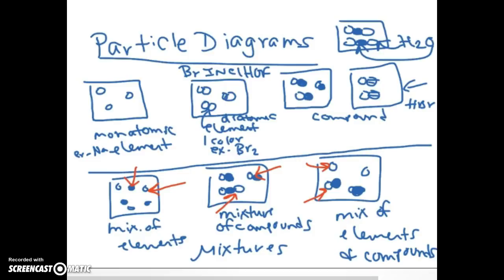In all the examples on the top, which show substances, elements and compounds, which are substances, there's only one type of matter shown in the box. Same pattern over and over again.